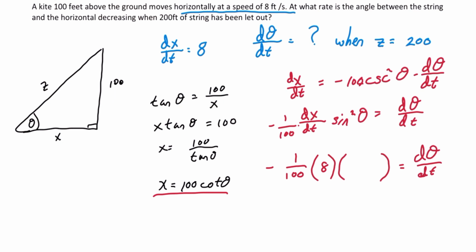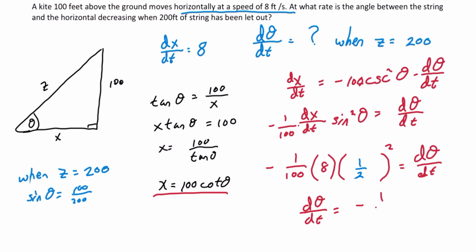So to find sine squared theta, we need to think about what's happening with the string z. When z is equal to 200 from the given information, what is sine of theta? Sine of theta is opposite over hypotenuse, or 1/2. And don't forget that we need to square that. So plugging this into the calculator, we get that d theta/dt is negative 1 over 50 radians per second.